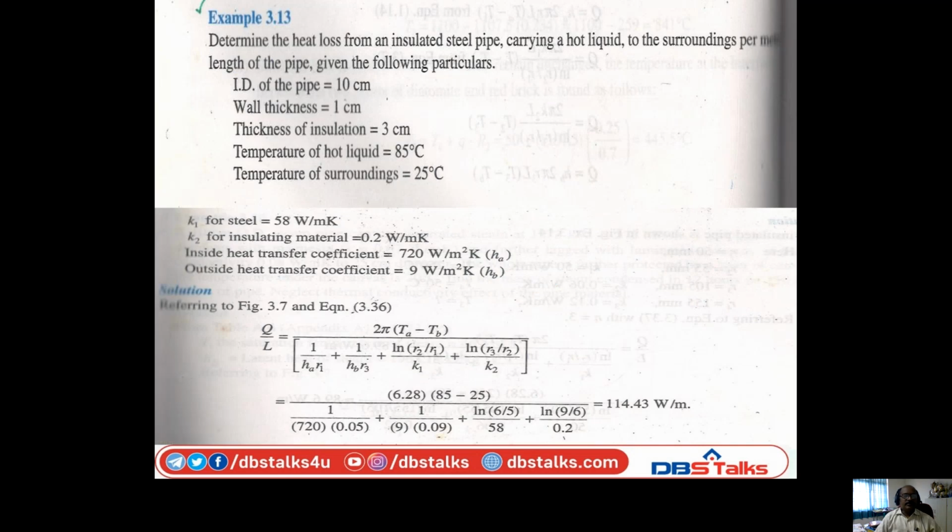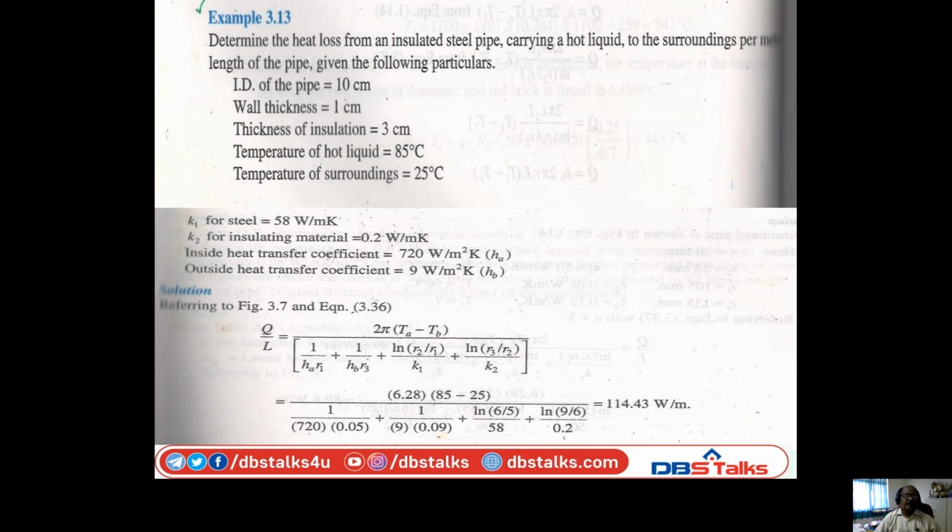There is another problem belonging to a cylinder. It's a composite cylinder. Determine the heat loss of an insulated pipe carrying a hot liquid to the surroundings, per meter length of the pipe. Till now we have discussed composite walls; now we are going to discuss the composite cylinder. It is asking us to find the heat loss. Determine the heat loss means you have to calculate heat transfer. Heat transfer and heat loss are both the same.